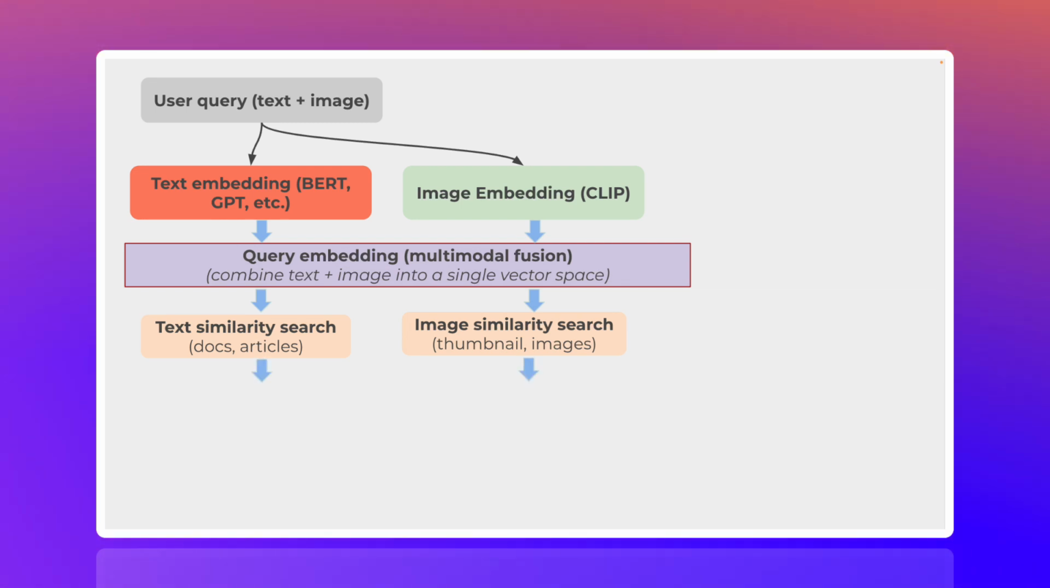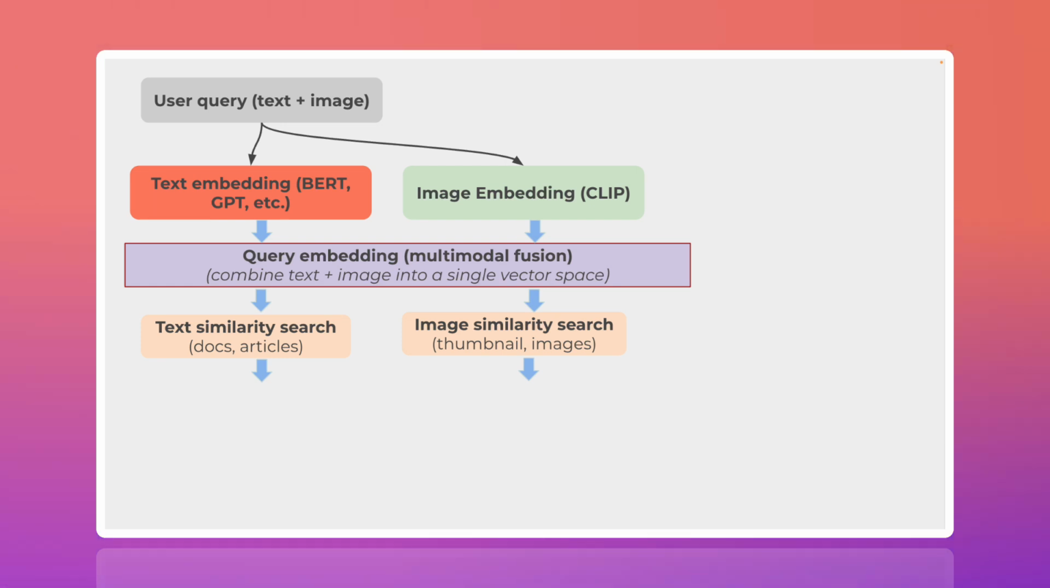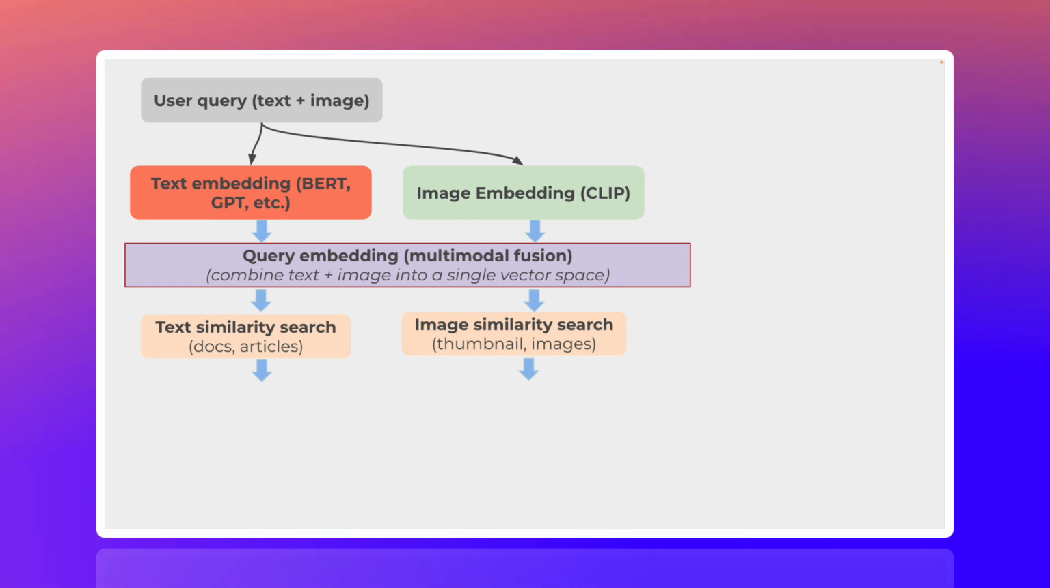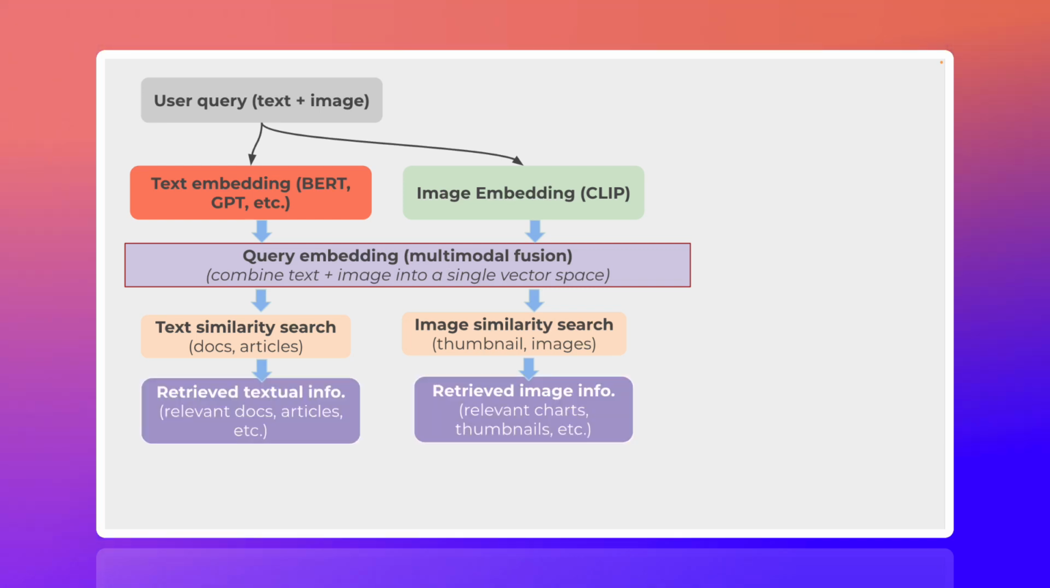So relevant text information, in this case documents, articles, is retrieved based on the text similarity search done before. And similarly, there is this image similarity search, which will retrieve image information. In this case, it could be relevant charts, thumbnails, etc. We have the textual side and we have the image side, and all of this goes through the process because we have these embeddings with this multimodal fusion of these two kinds of embeddings.